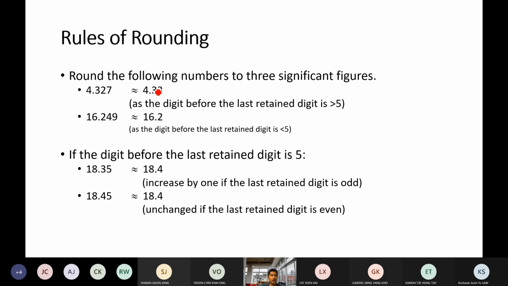All right, rounding off. Sometimes we need to round off the significant figures at the end of our last operation.